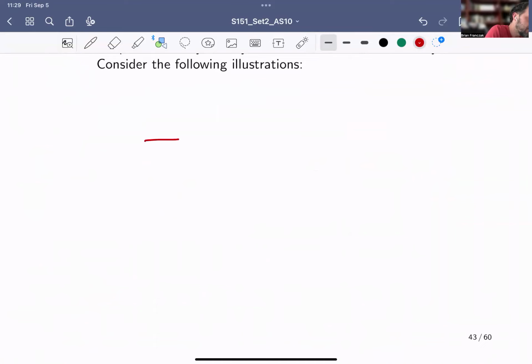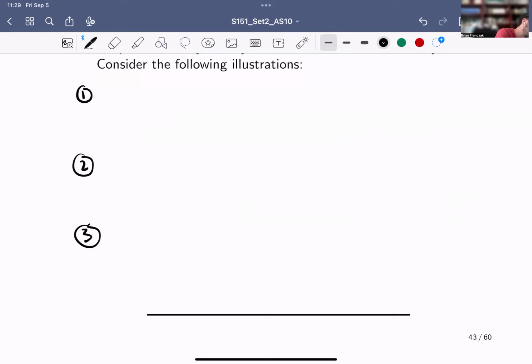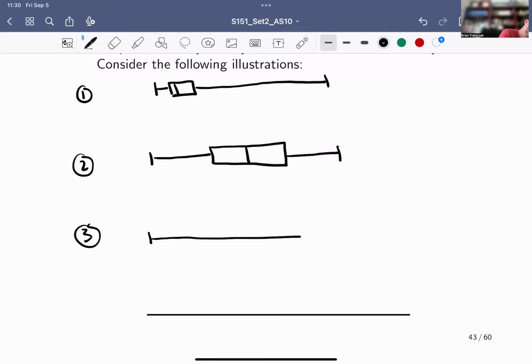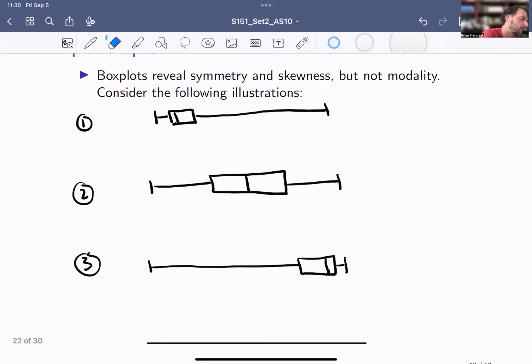So let's suppose, or actually what I'll do is make one axis here. Sketch this point below. Okay, and then I'm going to have 1, 2, 3. Now let's suppose that we have a box plot that looks like this, for example. Then we have a box plot that looks like this. And then we have a box plot that looks like this, for example. Sorry about the rough sketch.